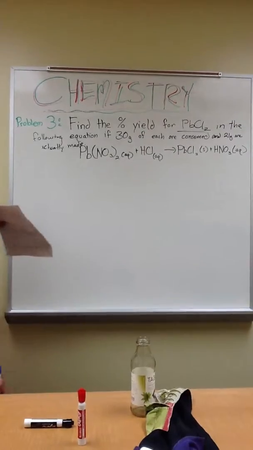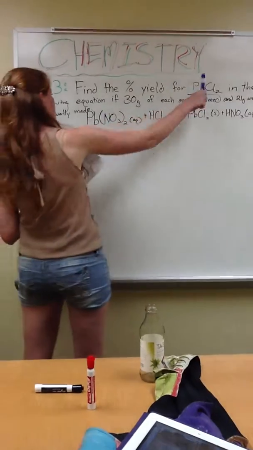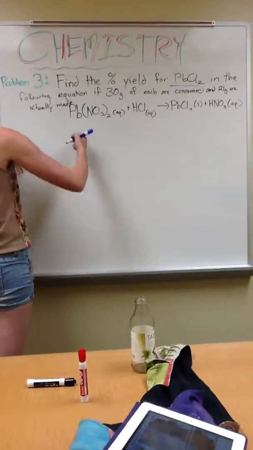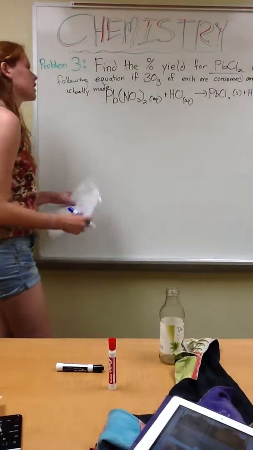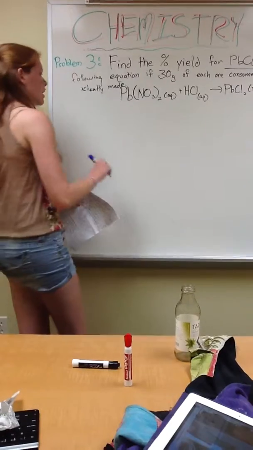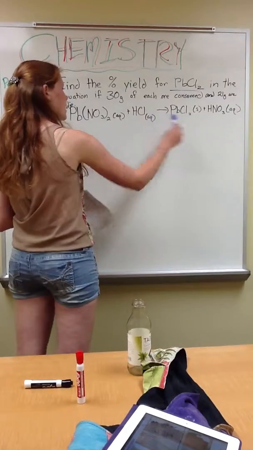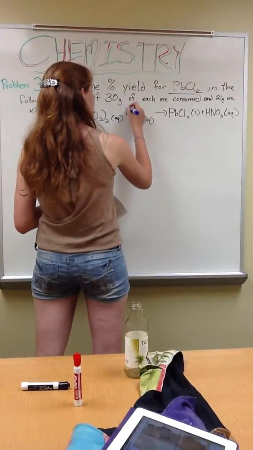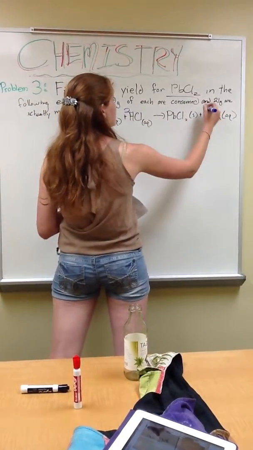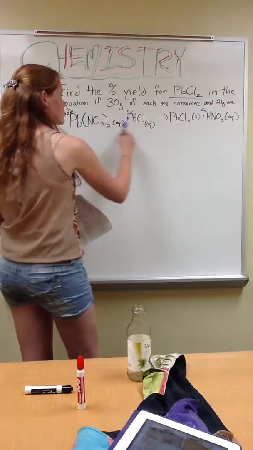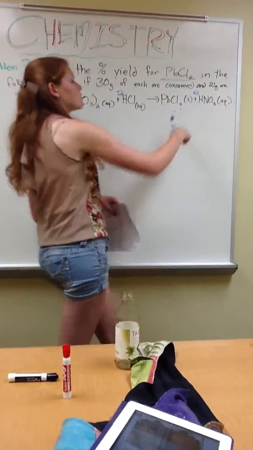PbCl2 in the following equation if 30 grams of each one are consumed and 21 grams of PbCl2 are actually made. So the equation we have here is unbalanced. So the first thing we're going to have to do is balance the equation in order to get a correct answer. So we have equal amounts of this on both sides, 3. So we're going to need 2 hydrogens here and 2 Cl's to match these and 2 hydrogens and everything else balanced. So there's going to be a 2 in front of the HCl and a 2 in front of the HNO3.